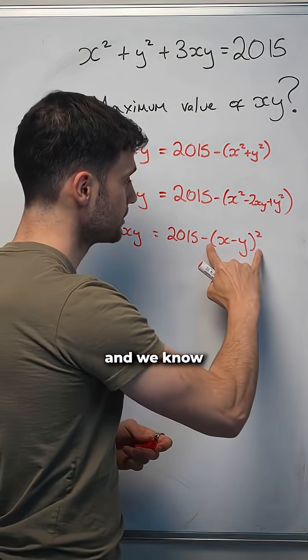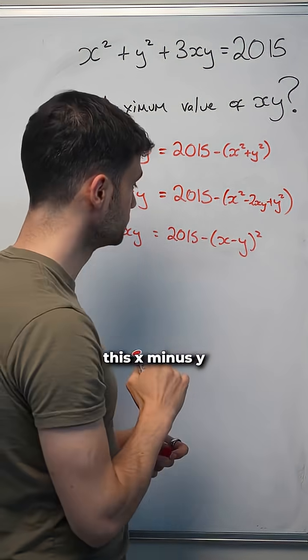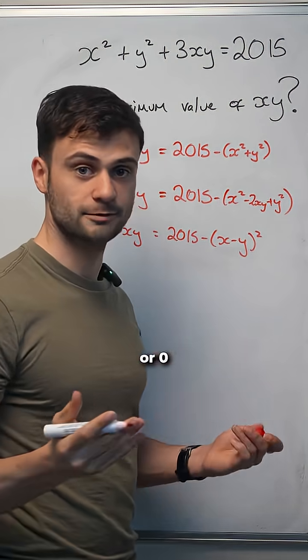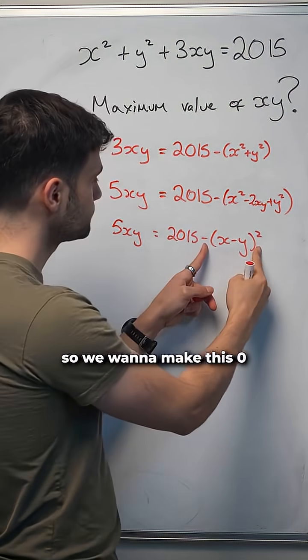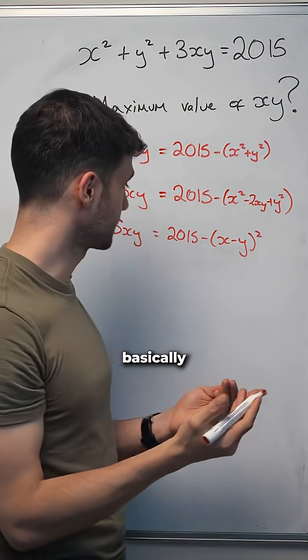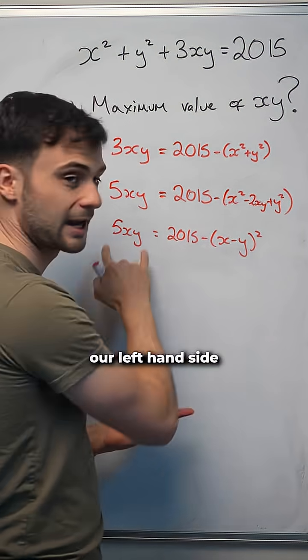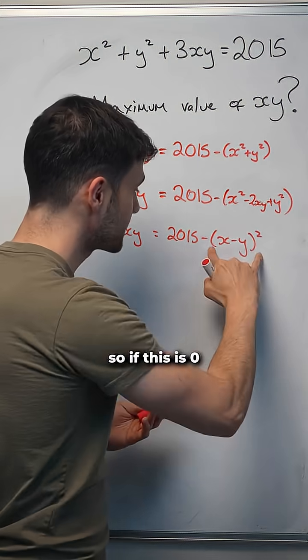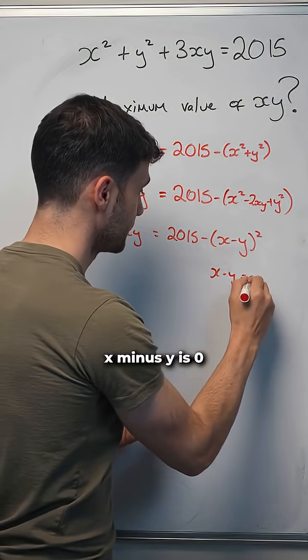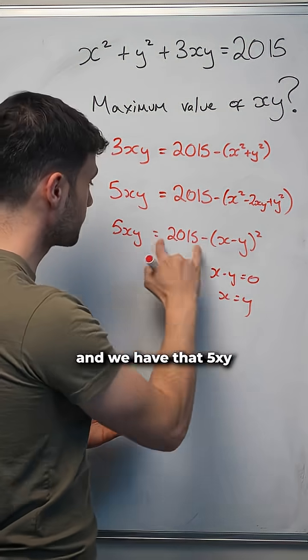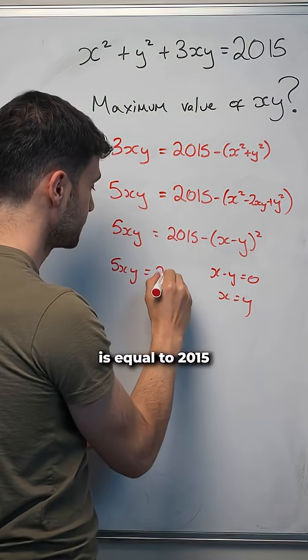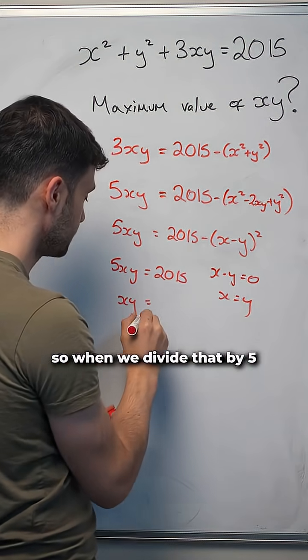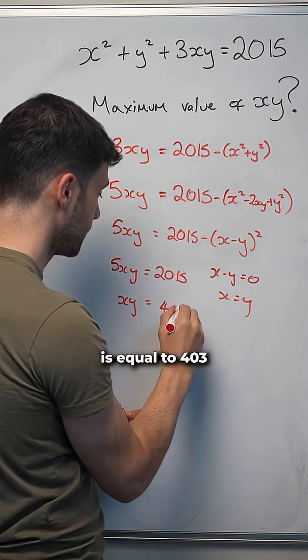Fantastic. And we know this (x minus y) squared is always going to be positive or 0. It cannot be negative. So we want to make this 0, basically. And that's going to maximize our left-hand side with a 5xy. And we're looking for the maximum value of xy. So if this is 0, x minus y is 0, then x equals y. And we have that 5xy is equal to 2015. So when we divide that by 5, we get xy is equal to 403.